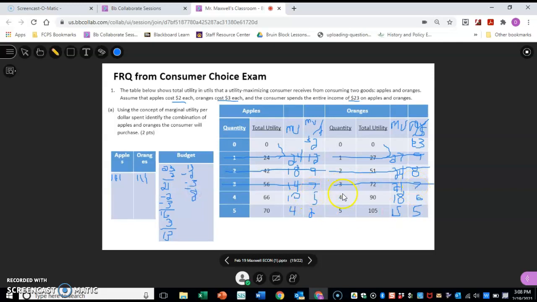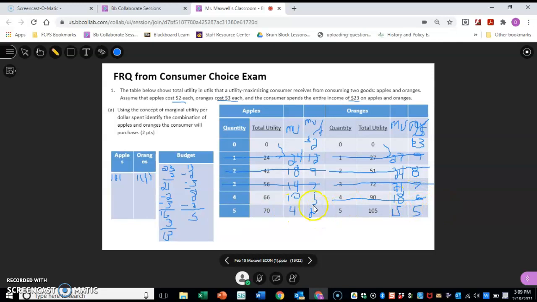And then I look here again. Oh, you know what? I think I need another orange, right? Because it gives me the most happiness. 6 utils per dollar. There's my orange. Minus 3. That was supposed to be a 3. I'm down to $5. This gets a little confusing now, though.